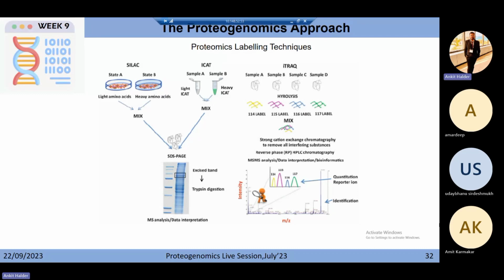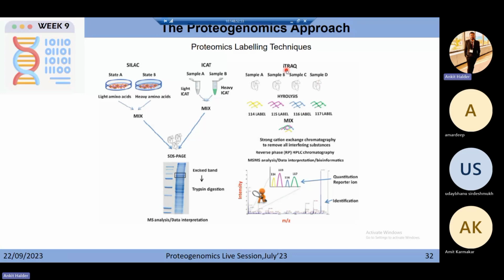But another technology that is being used is the labeling technology, where you try to label your amino acid. What you will be labeling, either you can label the whole amino acid, a single amino acid, or you can label a particular peptide. So depending upon that, there are different labeling technologies for the accurate quantification of your particular proteins.